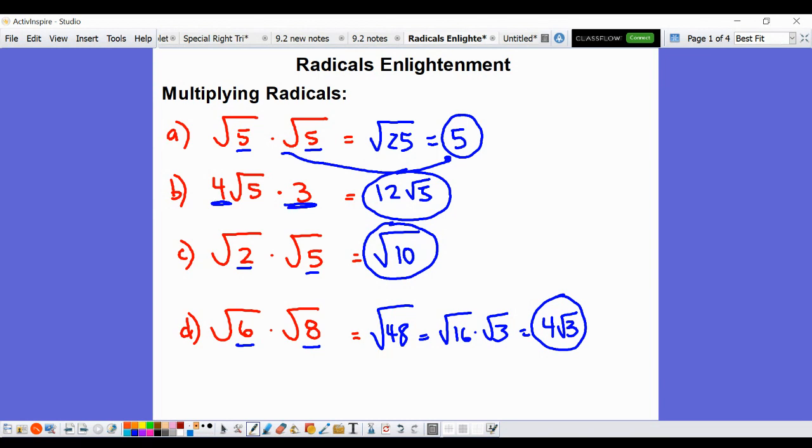So that's how you multiply radicals. Whole numbers multiply with whole numbers. Square roots multiply with square roots. They stay under the square root symbol and then look to simplify if possible.